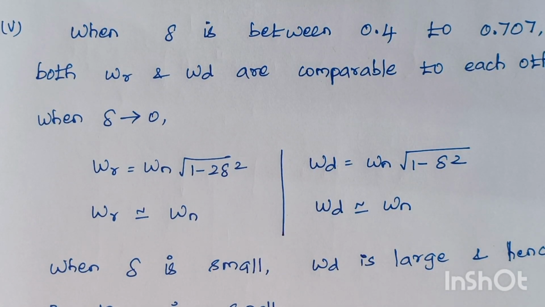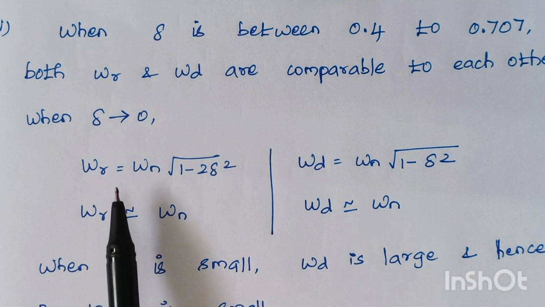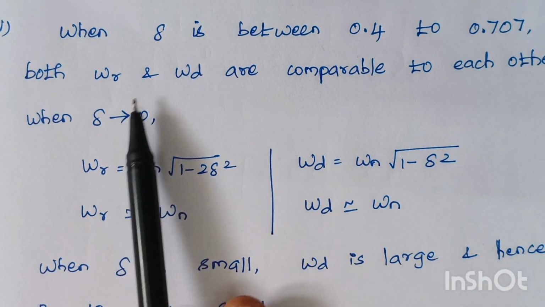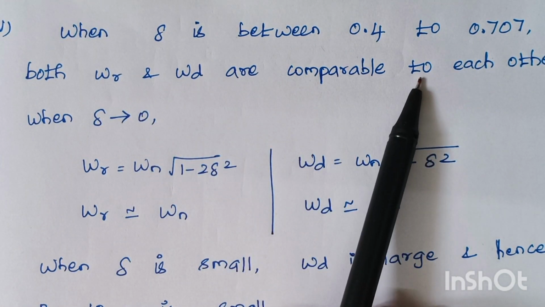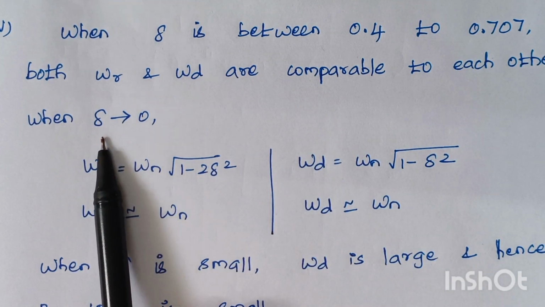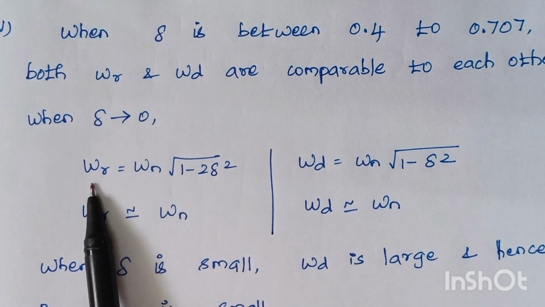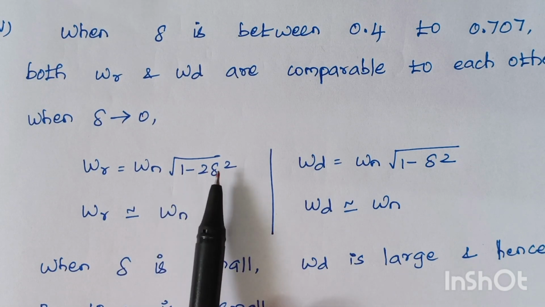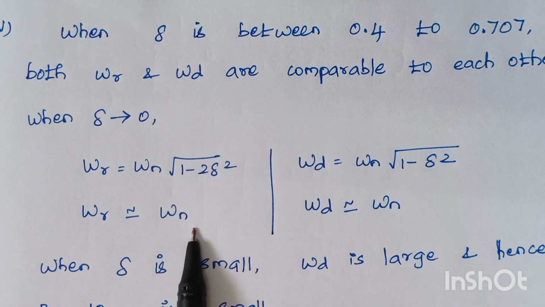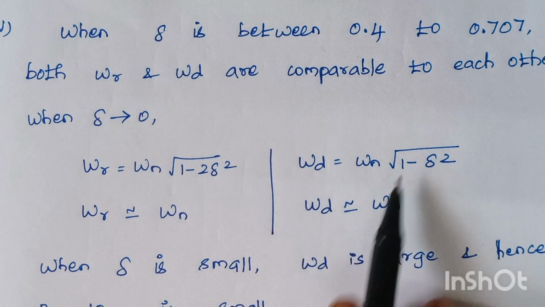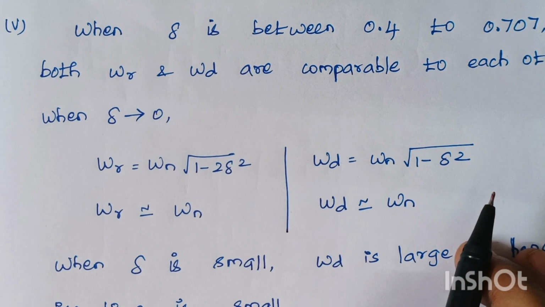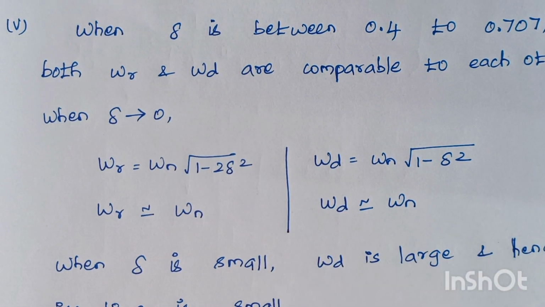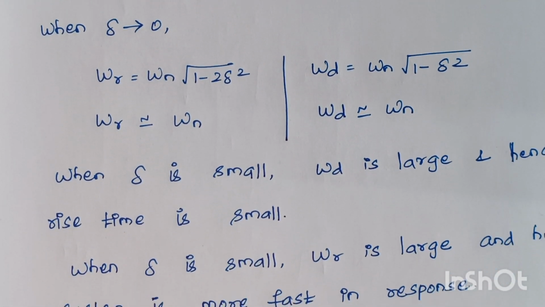Again, when zeta is between 0.4 to 0.707, what happens? Here both these frequency values are comparable to each other. When the value of zeta is made 0, this resonant frequency is equal to omega n. And here also omega d is almost equal to omega n. That should not happen. You see here I had given the explanation.